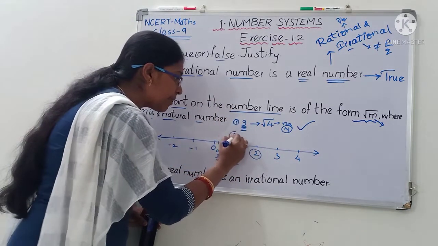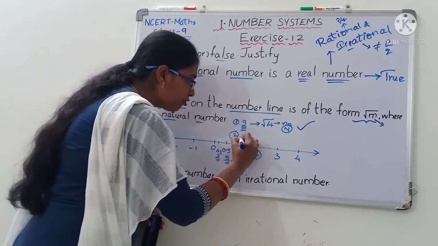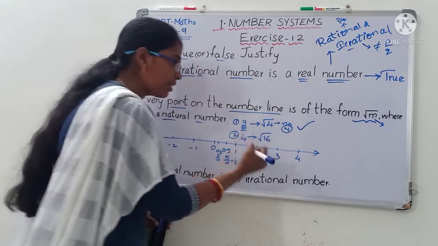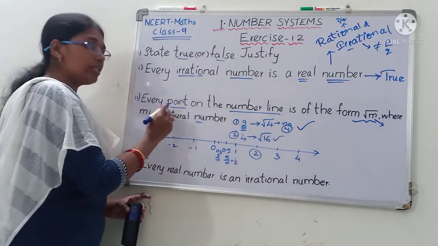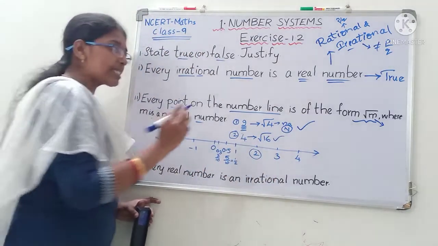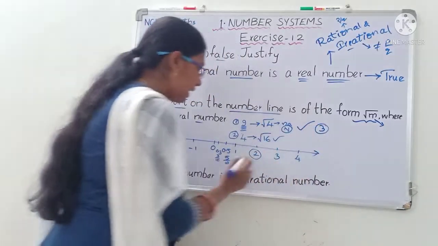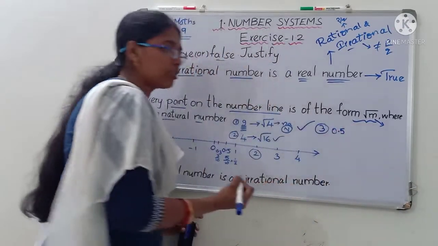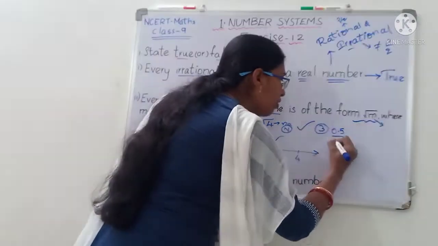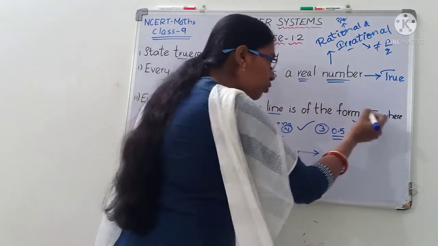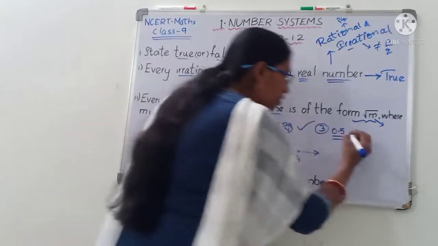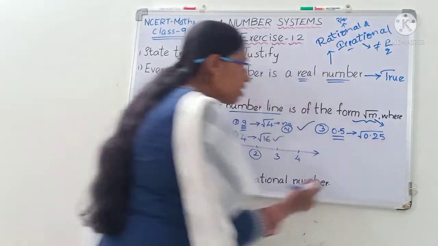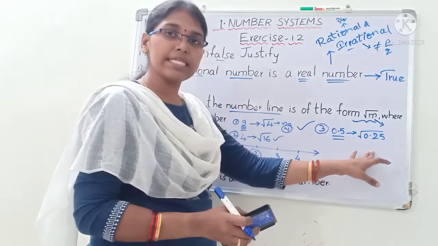Let's consider another example. Let's consider the number 4. 4 can be written as root 16. Here 16 is a natural number. So this statement also becomes true. Now let's consider another number children. Let's consider one decimal number, 0.5. How will you write 0.5 children? If you want to write 0.5 in the form of square root of another number, how do you write? You all know children, 0.5 can be written as root of 0.25. Is this correct or wrong children?